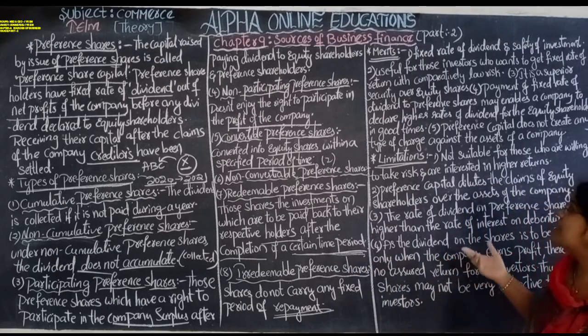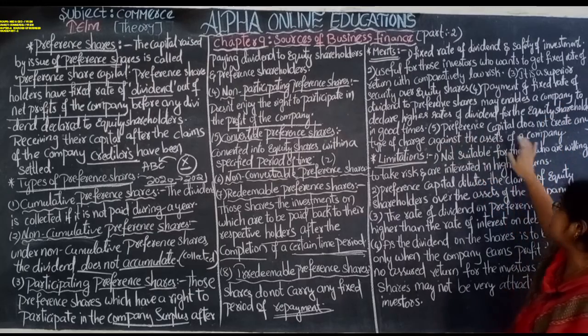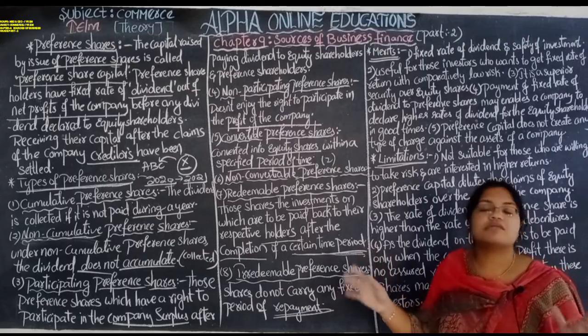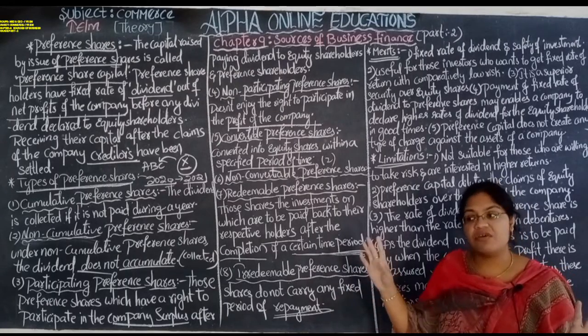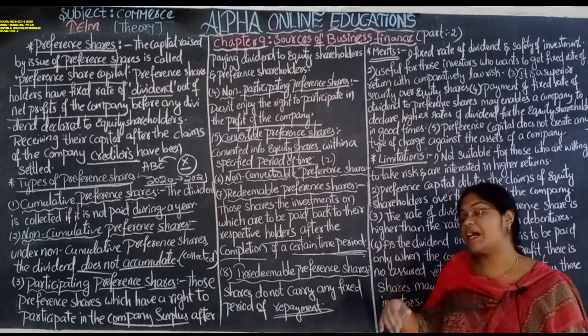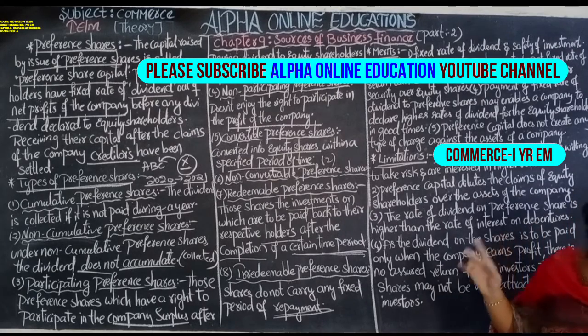And one more thing, the preference capital does not create any charges against the assets of the company. If the company purchases an asset and sells it for a profit, even then the preference shareholders do not get any additional dividend. They get the fixed dividend only when the company earns a profit. So this is about the disadvantages of preference shares.